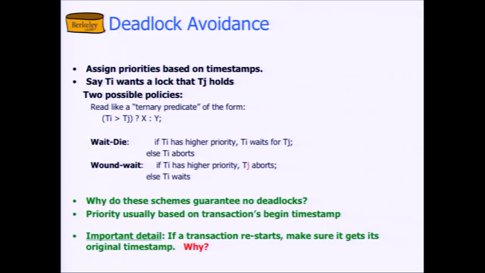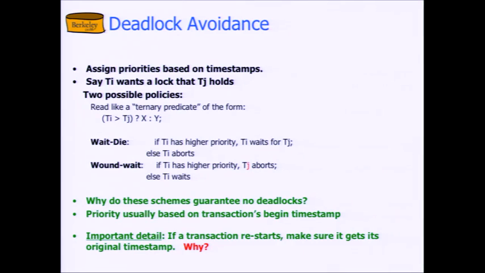Suppose that TI wants a lock that TJ holds. There are 2 possibilities to consider. You can read these like the ternary predicates in programming languages: a predicate, then a question mark, then if true X, if false Y. So the naming schemes are like that. Wait-die: if true, wait; if false, die. What are we testing for? Priority: TI being higher priority than TJ. If TI is higher priority than TJ, it waits for TJ to finish, so it waits in that lock queue. If TI is lower priority than the granting transaction, it just aborts. So that's wait-die.